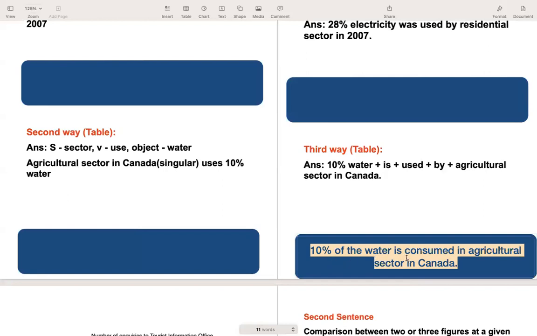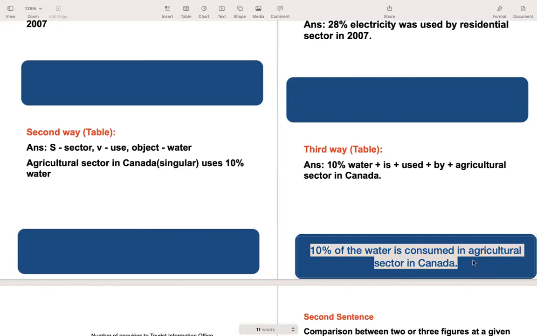Okay, 10% of the water is consumed in the agricultural sector in Canada. Here, "by" and "in" you can interchange. It doesn't make any difference. By the agricultural sector and in the agricultural sector mean the same thing. 10% of water is used in the agricultural sector, by the agricultural sector. It's the same thing, not a difference in this question.